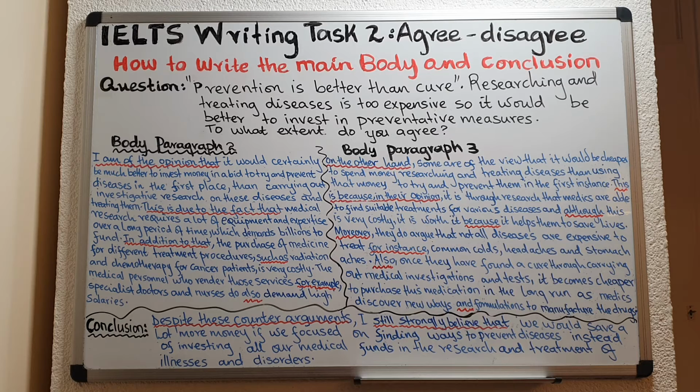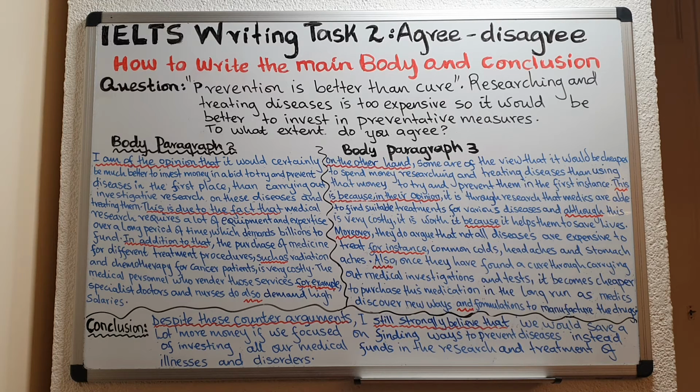Write about the first opinion where you agree. And then in body paragraph 3, I am going to write about the other opinion which I do not share, but there are people who share that opinion. So in body paragraph 2, I agree, in body paragraph 3, I disagree, but it's not my opinion. So I make it very clear that body paragraph 2, that is my opinion, but body paragraph 3 is not my opinion. But there are people who share or who have that opinion.